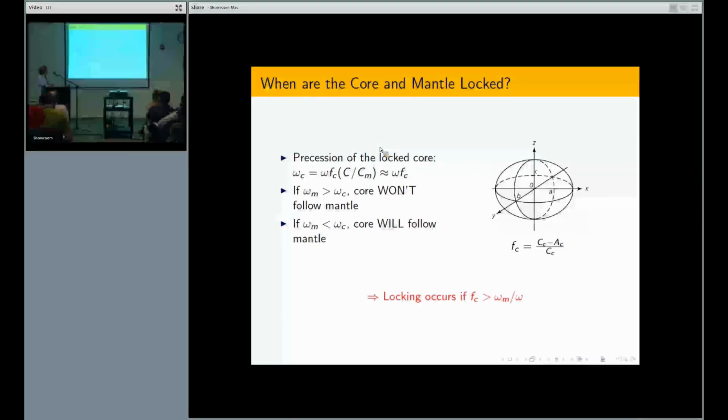But if the opposite is true and the mantle is naturally a slower mover than the core, then the core will be able to follow the mantle. Locking will occur, no dynamo. So in order to compute this, all we need to do is to know the flattening or the ellipticity of the core-mantle boundary at every point since its formation.